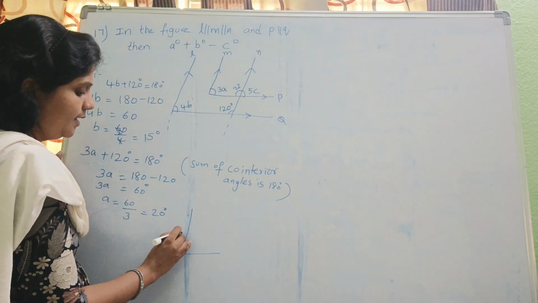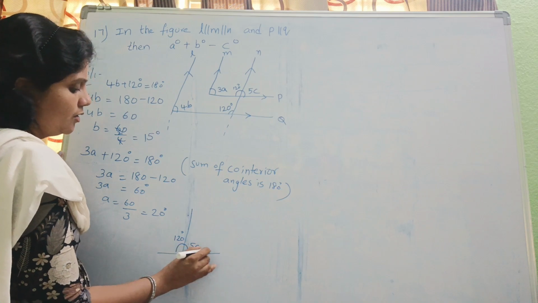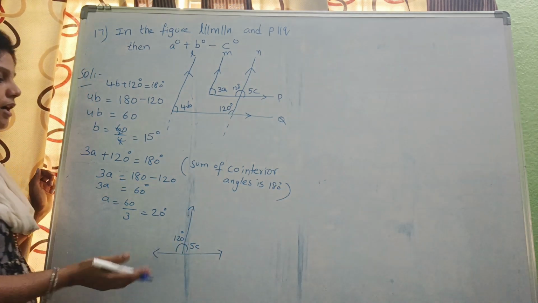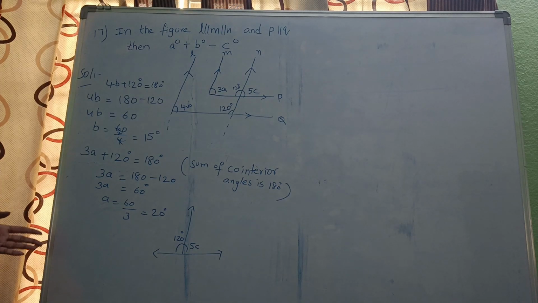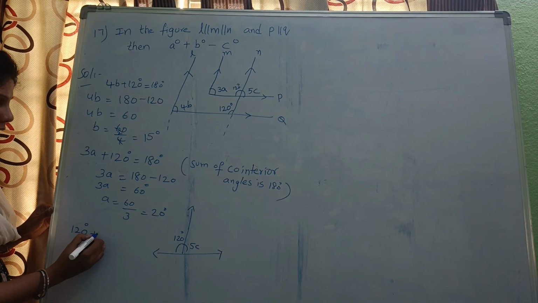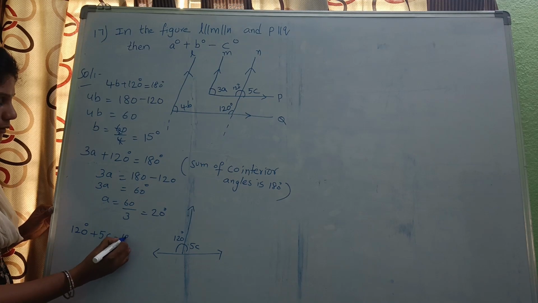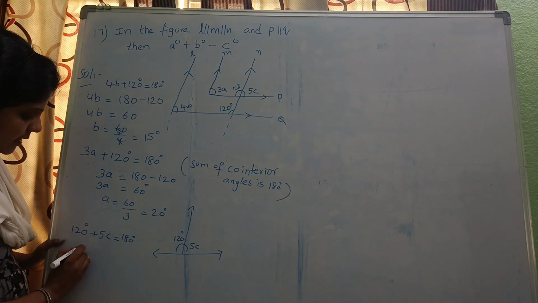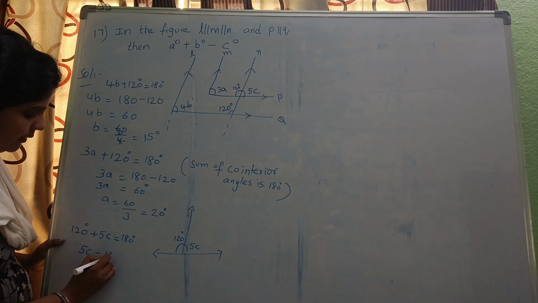Next, how do these two look like a linear pair? So 120 degrees and 5C. Linear pair means they should have a common arm and the remaining rays are opposite rays. So 120 degrees plus 5C is equal to 180. What's the reason? Sum of linear pairs. So 5C is equal to 180 minus 120, that is nothing but 60 degrees.